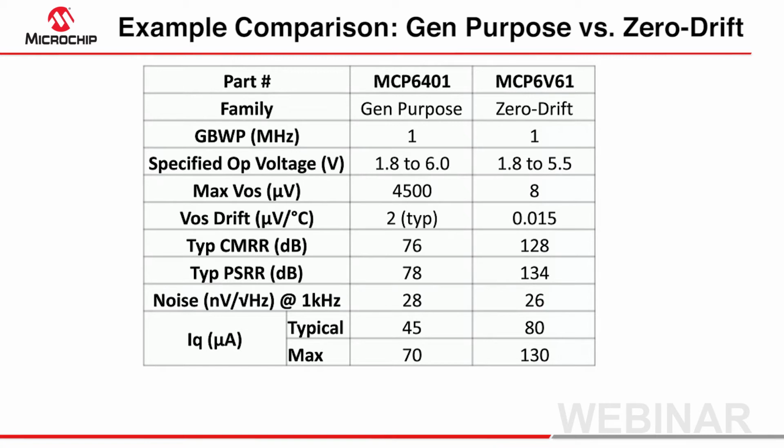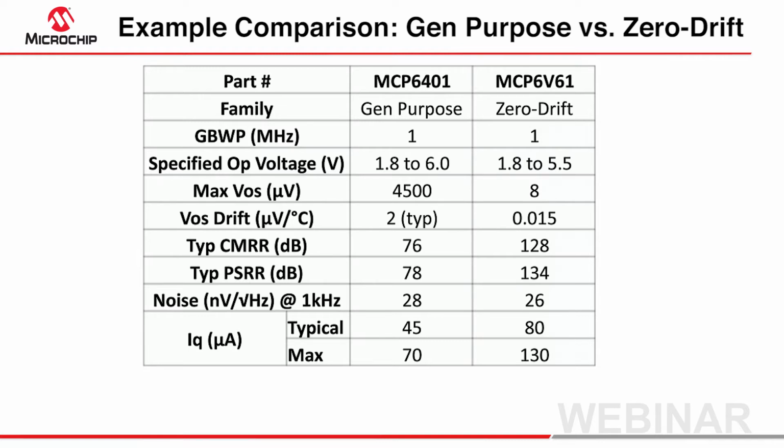When discussing zero drift amplifiers, words such as ultra-high performance or superior DC performance get thrown around a lot, but what does this actually mean? Well, this chart compares some key specifications for two devices, the MCP6401, which is a general purpose op-amp, and the MCP6V61 op-amp, which is part of the zero drift series. Both are around the same speed, operate over the same supply voltage range. However, that's where the comparison really stops.